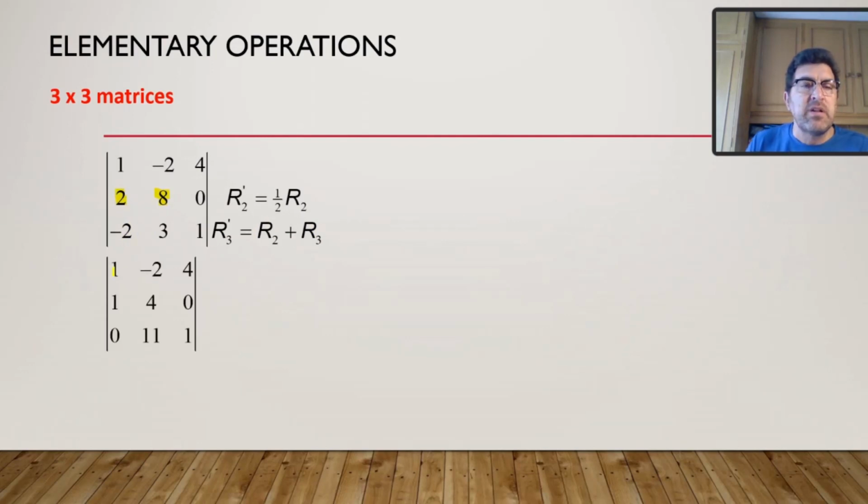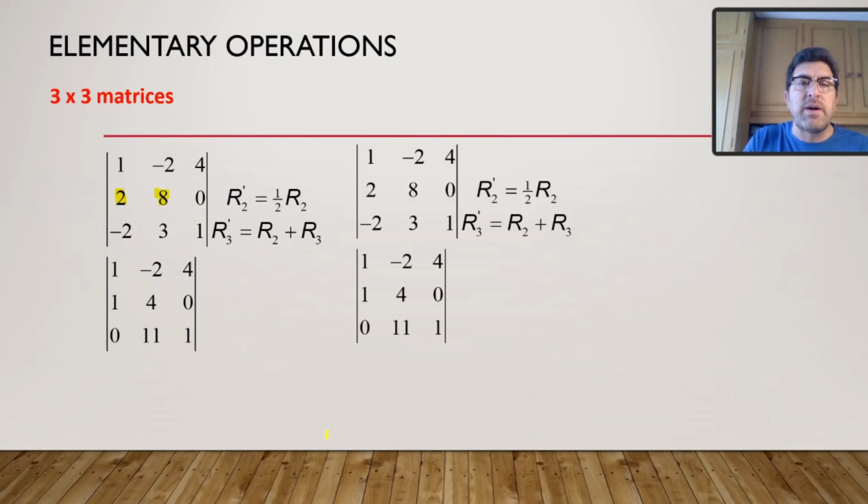Now let's see. Row 1 is unchanged because I didn't plan to do anything with it. Row 2 was the old row halved. So that was half to become 1, that was half to become 4, that remained 0. Row 3 was the sum of the old row 2 and the old row 3. So minus 2 plus 2 is 0, 8 plus 3 is 11, 0 plus 1 remains 1. Now we've got our matrix looking like that with these row operations.